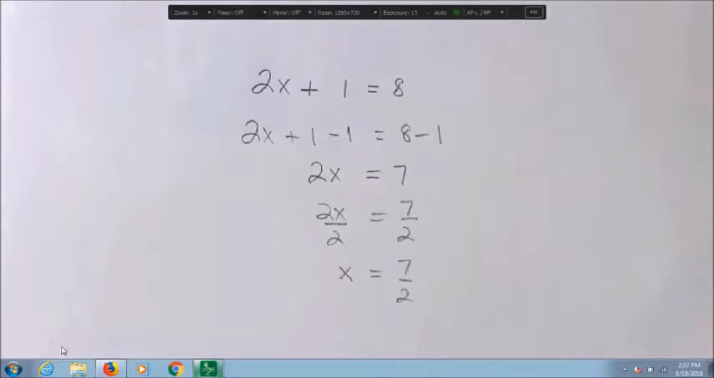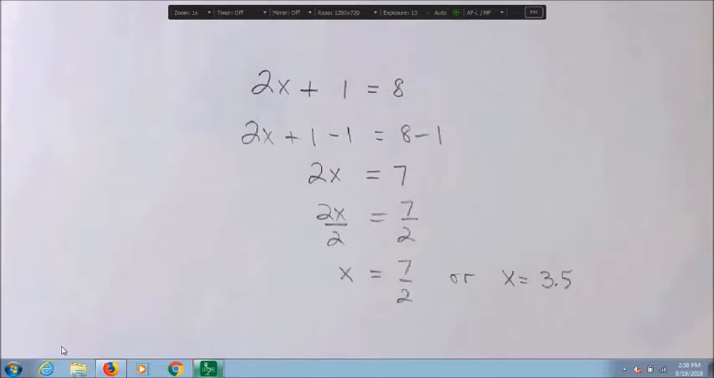Now 7 over 2 is a fraction, and you're welcome to leave it as 7 over 2. That's really nice. If you prefer decimals, in the applied classes we are allowed to use decimals. In the academic classes we prefer to leave things as fractions. So really it's up to your teacher. If you would like to convert to decimals, it's x equals 3.5.